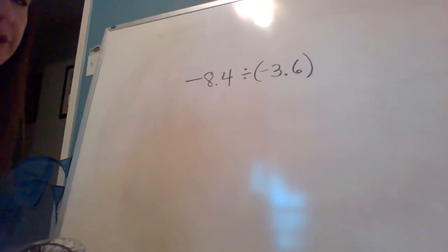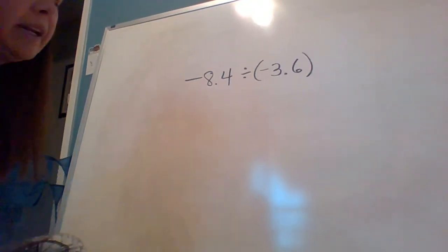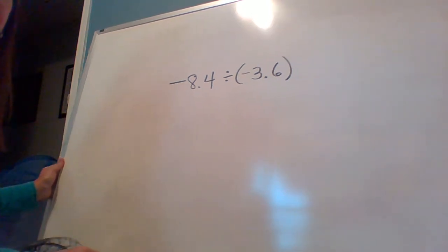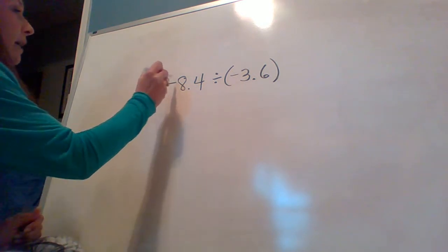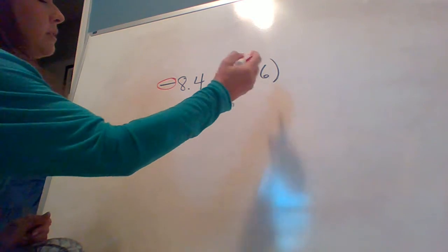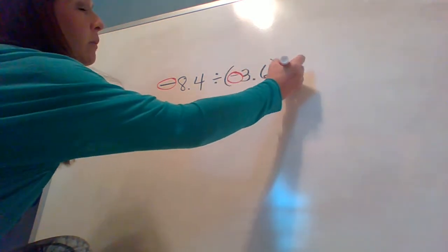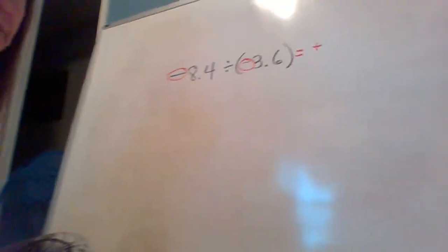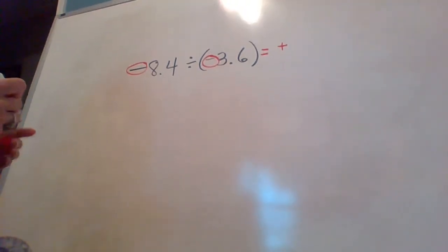The first thing we're going to do is look at our signs and decide if our answer is going to be positive or negative, and then we're just going to put that out to the side. So I have to remember my rules for dividing integers. I have two negatives. 2 is an even number, which means my answer is going to be positive. So I'm going to go ahead and record that so I don't have to worry about it later. And then I'm going to set up my division problem.